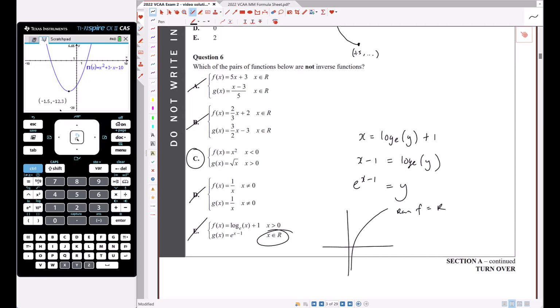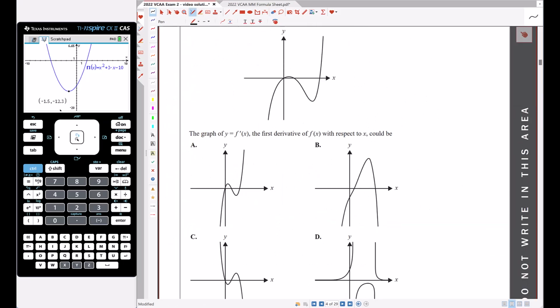It needed to be a negative square root of x, given this domain being the left-hand side of the parabola. Okay, let's circle that. So C for question 6.